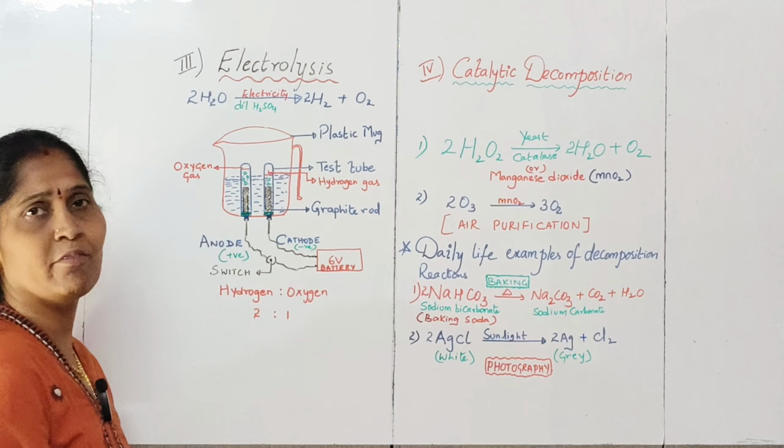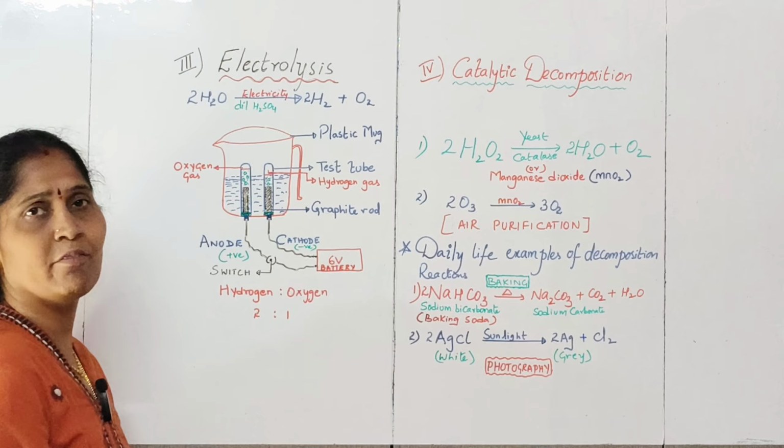So what is happening during electrolysis of water? Water, when it is subjected to electric current, will get decomposed into hydrogen gas and oxygen gas in the presence of dilute sulfuric acid. So this is how electrolysis of water takes place, releasing hydrogen and oxygen gas.